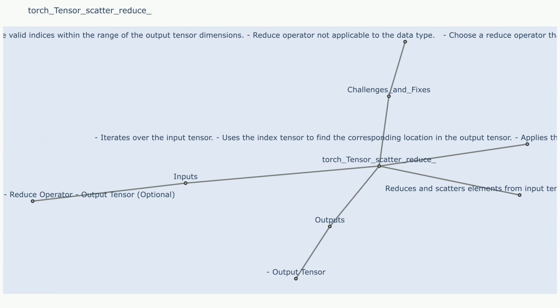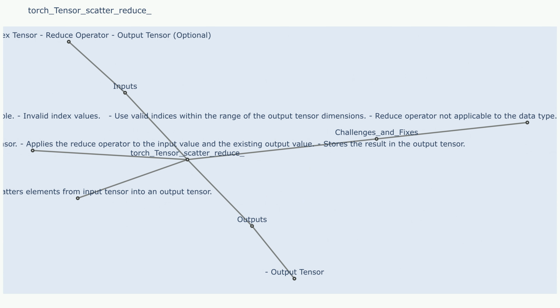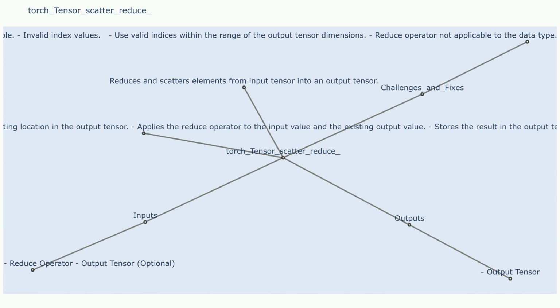Steps. Step 1: scattering. The function iterates through each element in the source tensor src and uses the corresponding index from the index tensor to determine where to place the element in the output tensor out. Step 2: reduction. For each unique index in the index tensor, the function performs the specified reduction operation reduce on the scattered elements at that index.